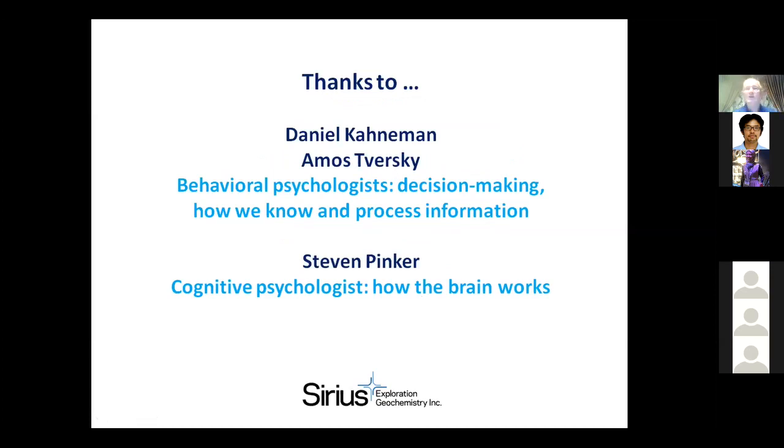But before I go, I want to just shift a little bit back to the human beings and decision making and knowledge. I want to express my thanks to Daniel Kahneman and Amos Tversky, who are behavioral psychologists engaged in studying decision making and how we know and process information. This is very important for understanding how narratives work, the role they play, and how to make them better and more effective. And to Steven Pinker, who's a cognitive psychologist, for writing many books, including ones about how the brain works. These people have affected my understanding and my philosophy very, very strongly and deserve a lot of credit.